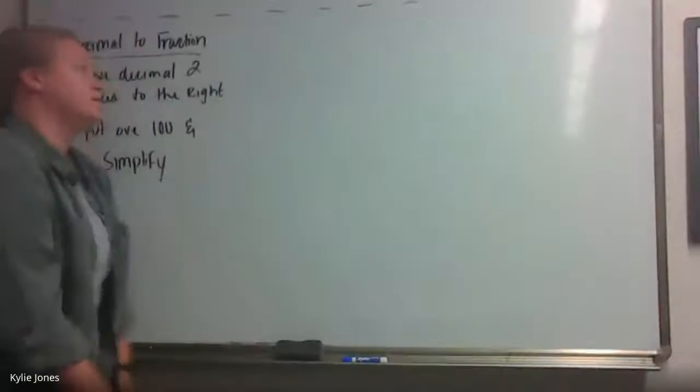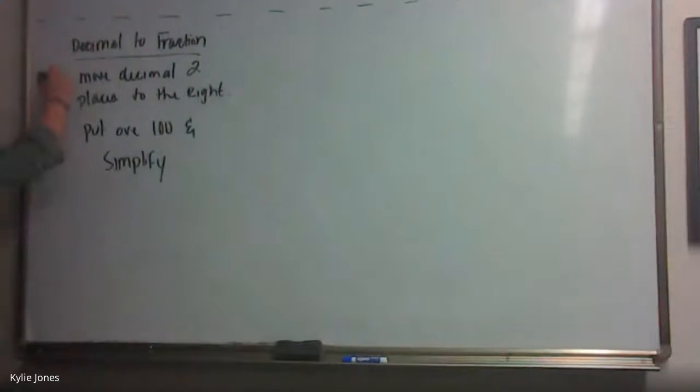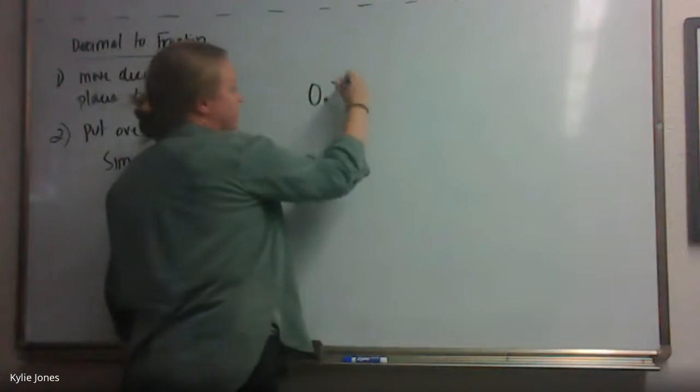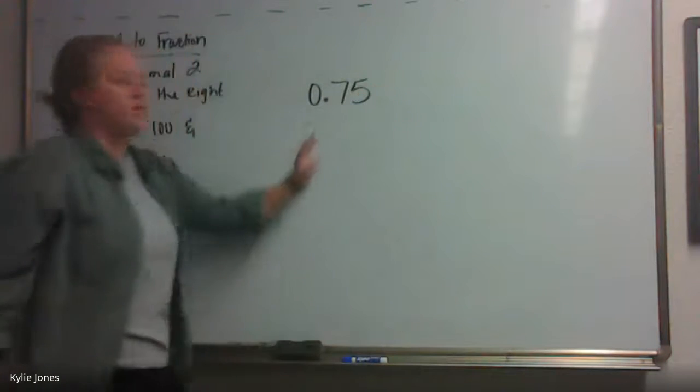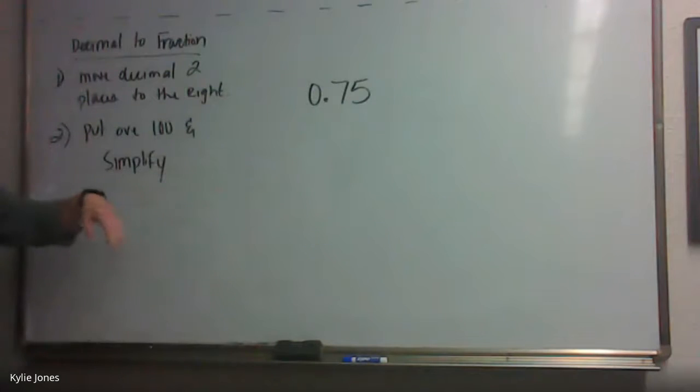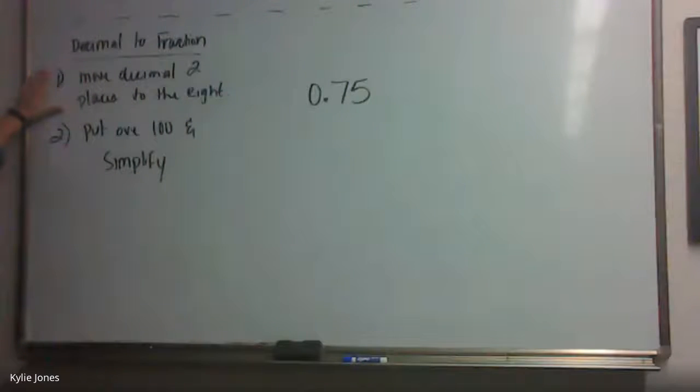Okay, so I put the little steps up here. First, step 1, move the decimal 2 places to the right. Step 2, put it over 100 and simplify. So let's say our decimal is 75 hundredths. Can you guys see this? We're good? Yeah, I can see it. Okay, so 75 hundredths.